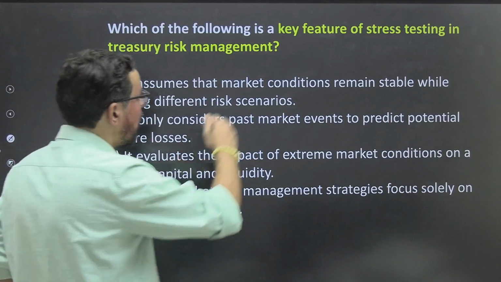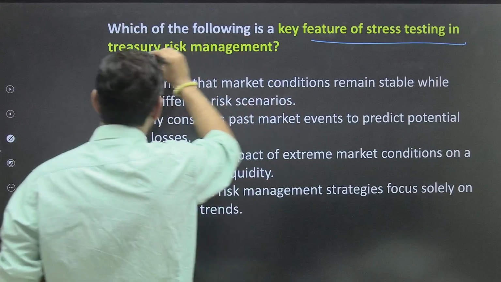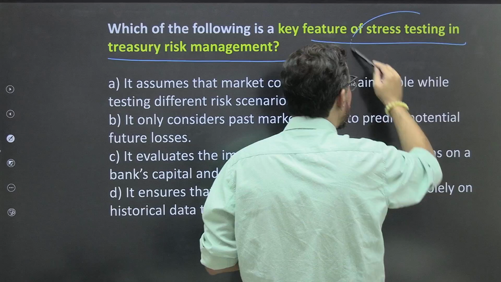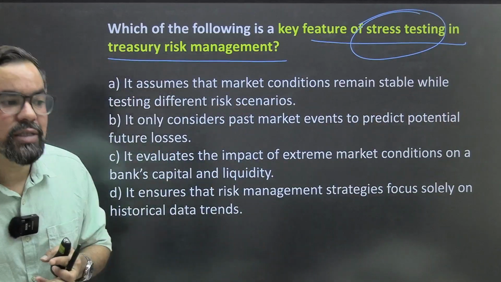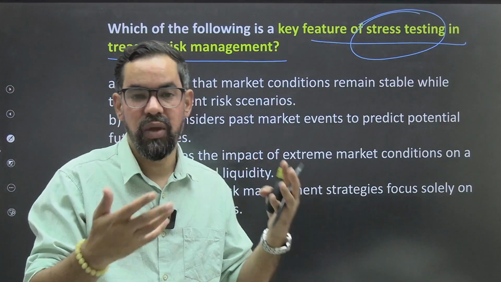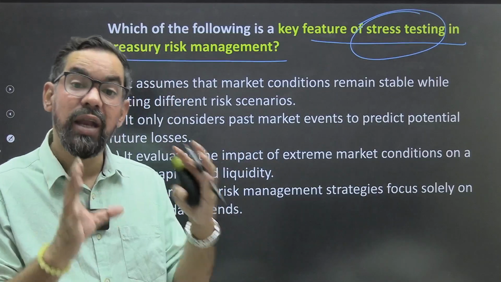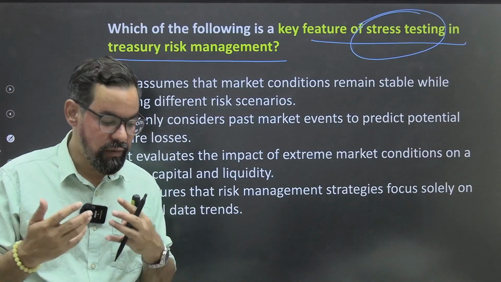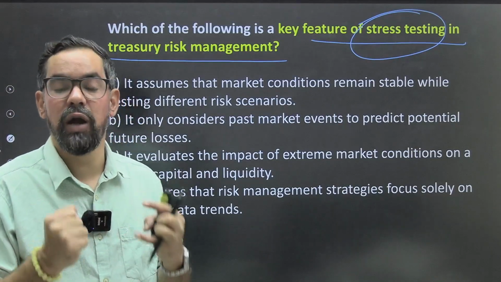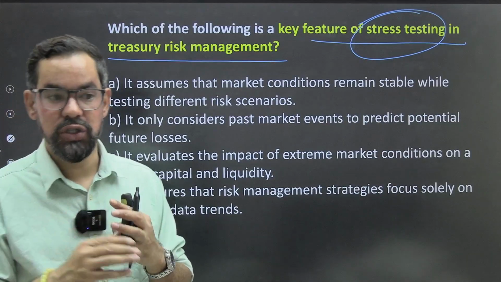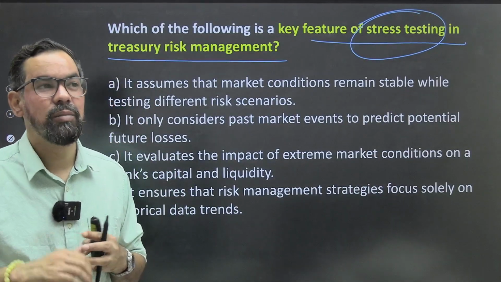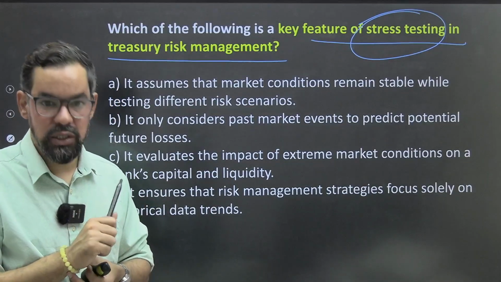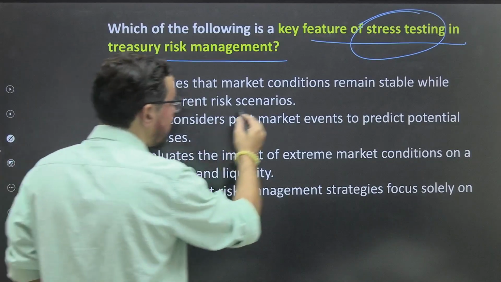Okay. Which of the following is a key feature of stress testing in treasury risk management? So for stress testing, usually we use VAR for market risk, but stress testing is beyond the expected losses, right? It is usually for unexpected situations, ठीक है, where we generally do stress testing for abnormal market conditions. ठीक है. तो जैसे there are so many situations like the global financial crisis or COVID and all. ठीक है. So it assumes market conditions remain stable.